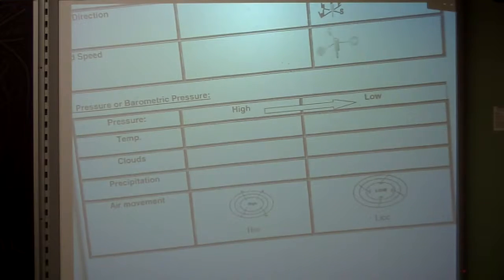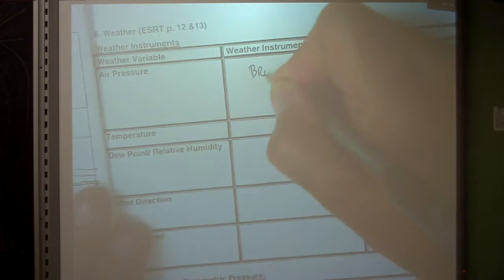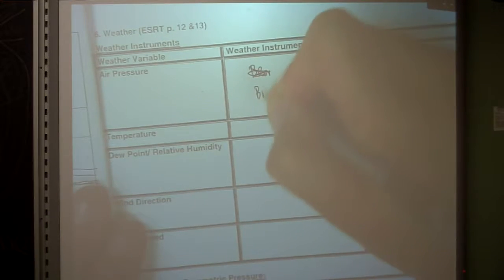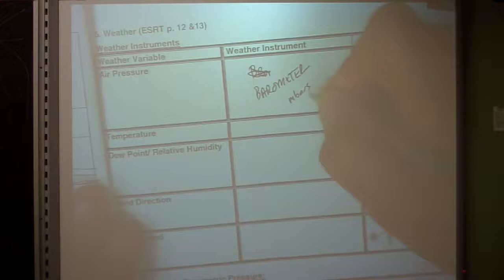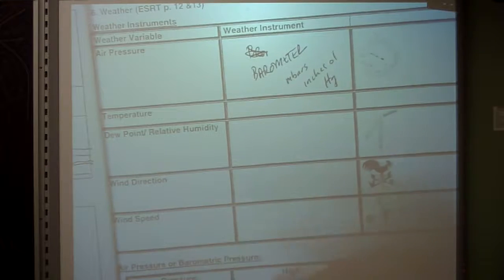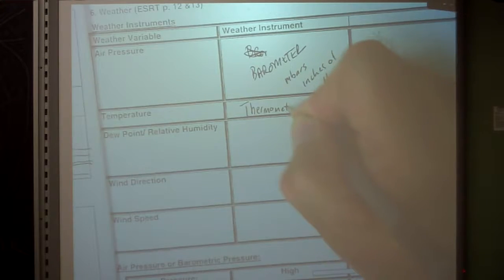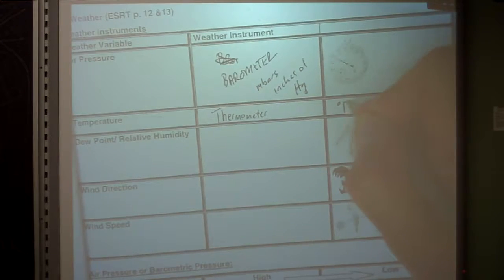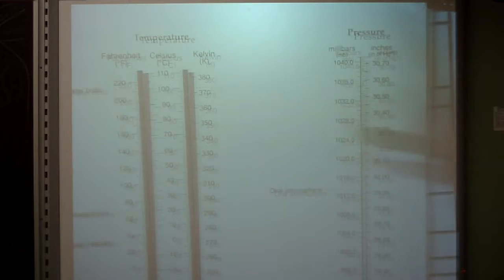Okay? All right. Weather variables, air pressure. The instrument we use is the barometer, B-A-R. Okay, barometer. And we use millibars or inches of mercury, Hg for mercury. Okay? Temperature, the thermometer is the device. And we have different scales. We have Fahrenheit, we have Celsius, and we have Kelvin. And all the conversions for the barometer and so on are on your reference table. You probably remember where they are, if we have to convert things around.